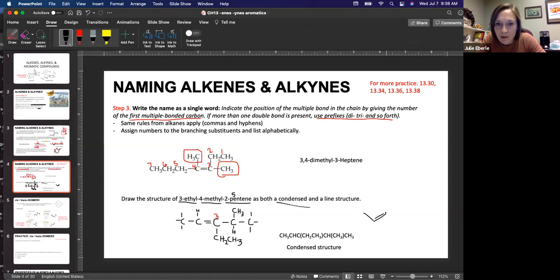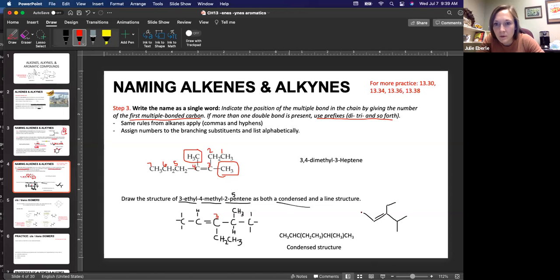And then off of carbon 3 is where I have my ethyl group. So I'm gonna draw up. That's the CH2, and then a dead end to a CH3. And then I'm going to connect carbon 3 to carbon 4. And off of carbon 4, I have a methyl group. So I'm going to branch one down. And then I'm going to branch it over to carbon 5.